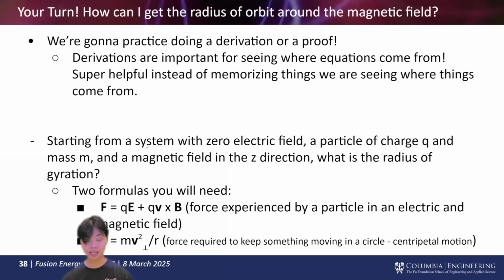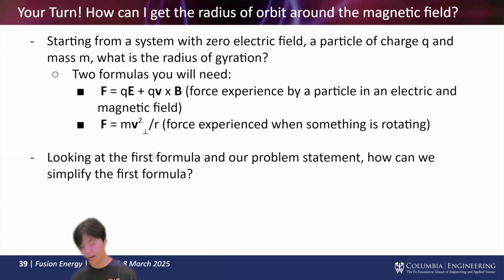So if we pair this together, we have two formulas: F equals QE plus QV cross B, and F equals MV perp squared over R. Now, what are some assumptions I can make based on how I set up the problem? Well, we have zero electric field. That's really great because we need to simplify our problem statement. That makes things a lot easier for derivations, and it's always good to reference back to what your toy problem is really saying. So we can cross out that E, and we're left with F equals QV cross B, the cyclotron motion force that I was describing earlier.